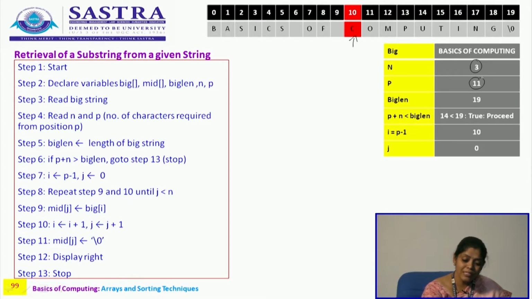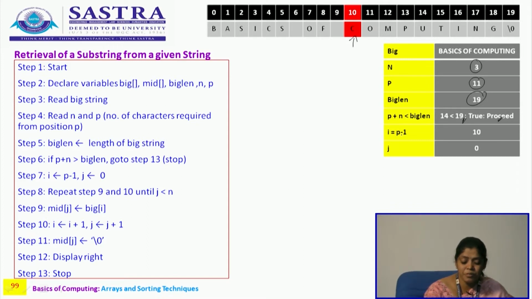As the position is 11, the index is 10. So, the length of the big string is 19, which is calculated, and p plus n must be less than the big length. So, p is 11, n is 3, 11 plus 3 is 14, which is less than 19. So, we are eligible to do the substring operation.